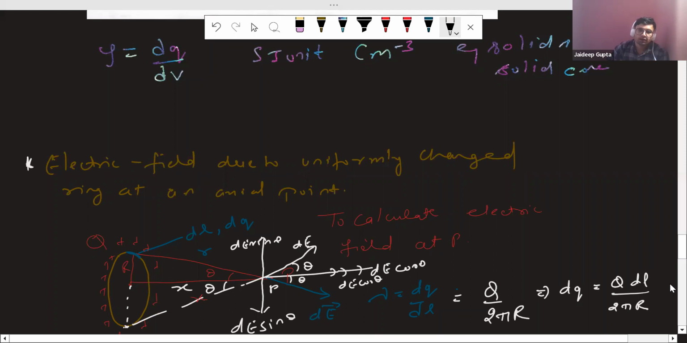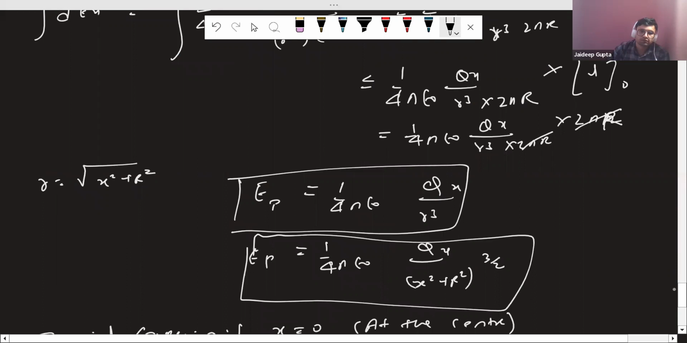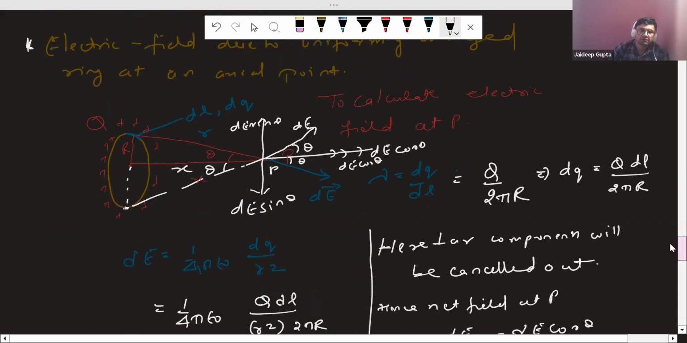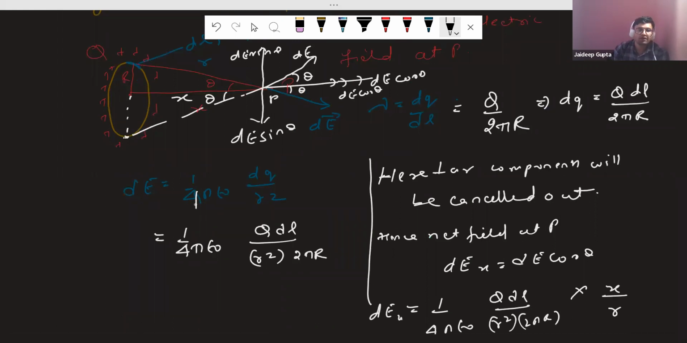Fine. We will try to calculate the small electric field due to the small charge at point P. That is, we will use the formula due to a point charge, that is 1 over 4 pi epsilon dq over r square. r is the distance from the element, that is the hypotenuse. So 1 over 4 pi epsilon q. Now, we will try to find out the value of small dq in terms of dl. So lambda equals, this is linear charge density because it is a ring.